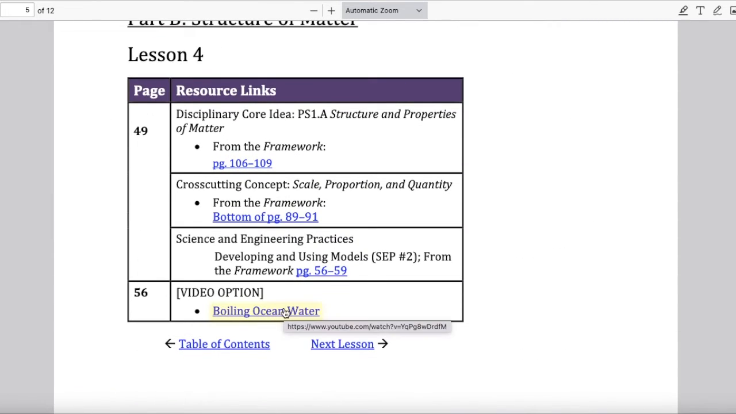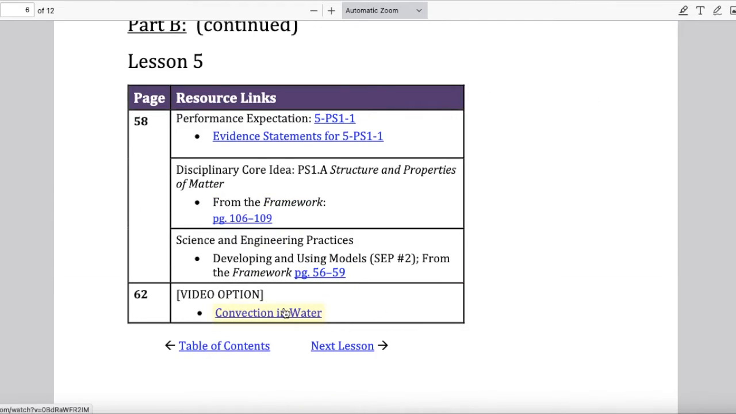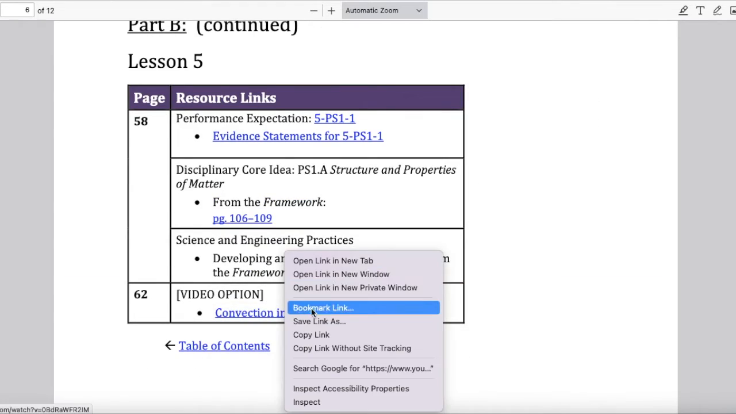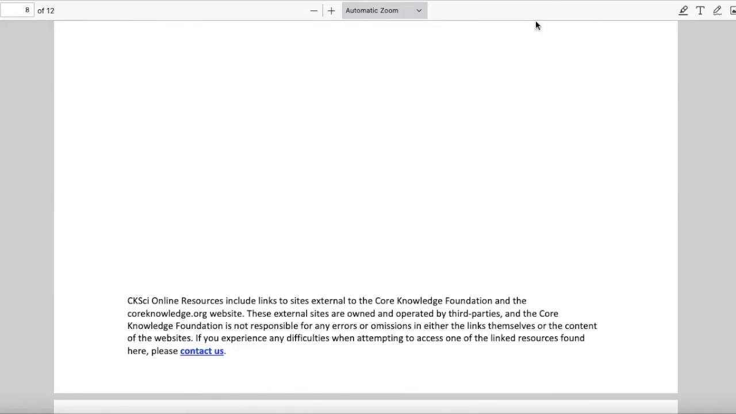We looked at boiling ocean water because that related to what we were learning about. This one was really cool, convection in water. This kind of helped my kids understand how matter spreads itself out. So the online resources is helpful.